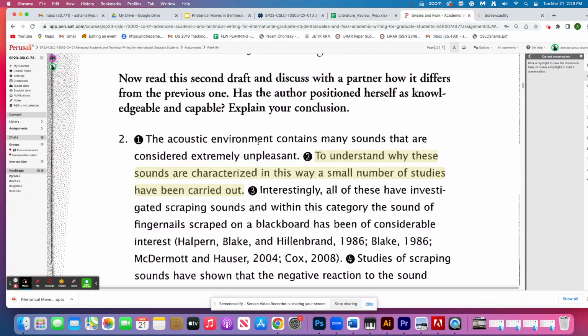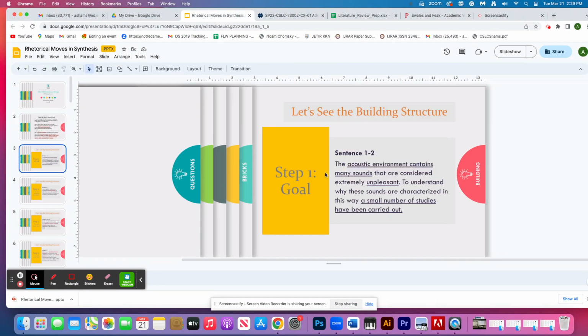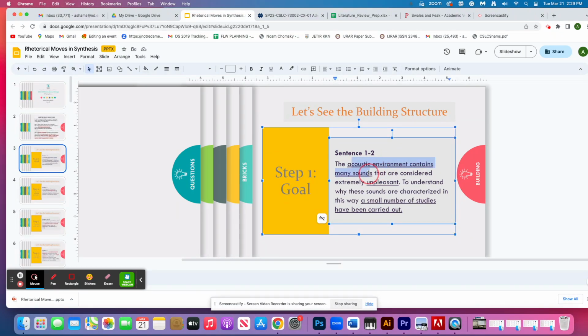Let's have a look. Step 1 is the goal, and the first 2 sentences set the goal because of these keywords. 4 keywords I have underlined here. You can see the acoustic environment contains sounds. Now these sounds are unpleasant. And why are they unpleasant? Actually, that's the goal, to understand the reason behind these unpleasant sounds. So we got the goal.